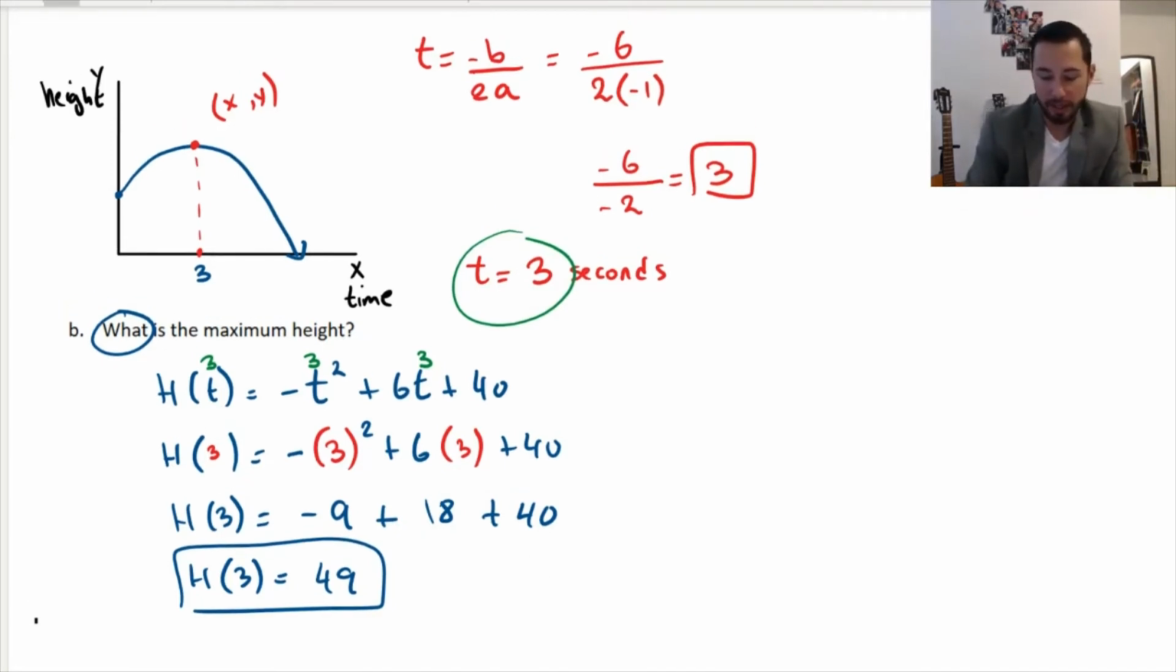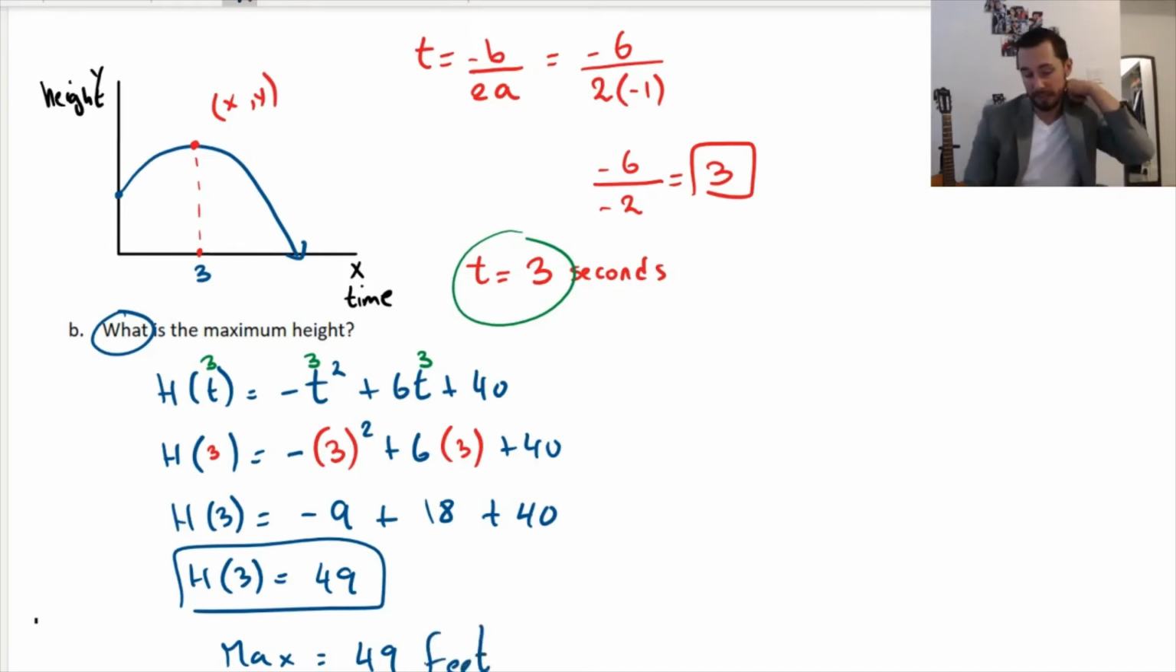So we could say that the height is 49 feet. So the maximum height is equal to 49 feet or meters, or it's not specified in the problem. But whatever it is, it's some value of distance, right? And that's all we have to do.